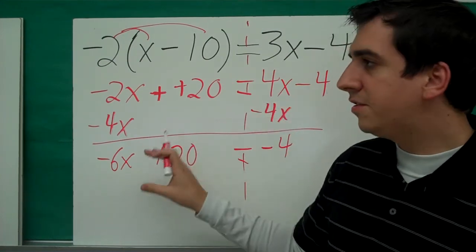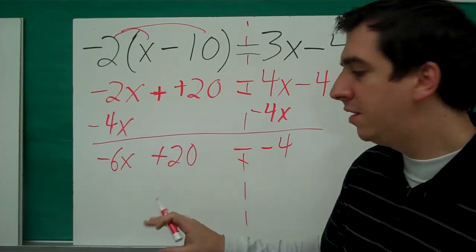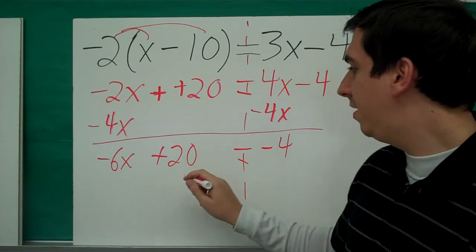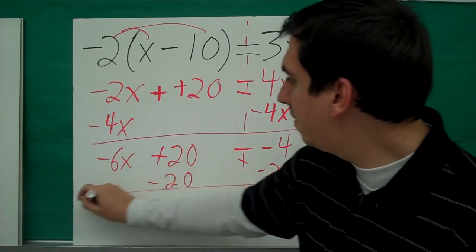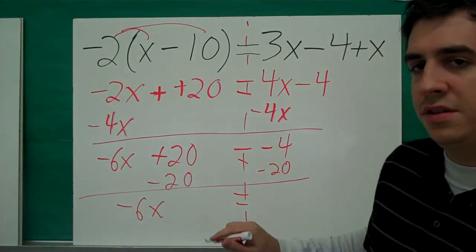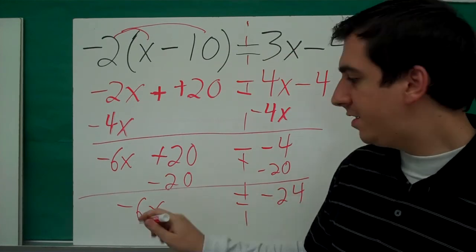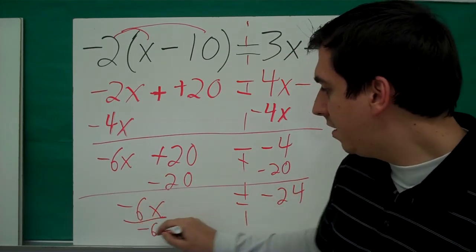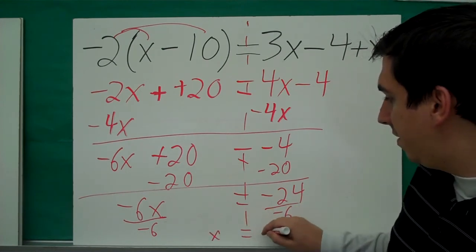Now this looks like an equation that we're used to solving before having variables on both sides. They're all over here on the left side. Subtract 20 from both sides. So -6x equals -24. And lastly, divide by -6. And then we have x equals 4.